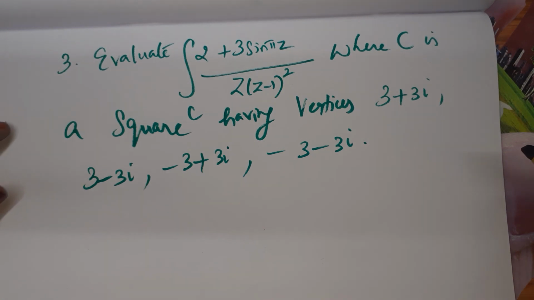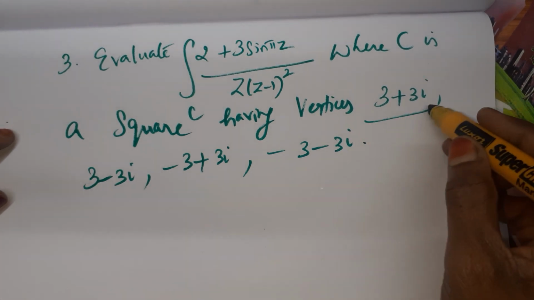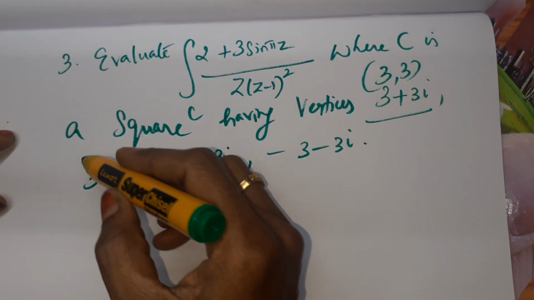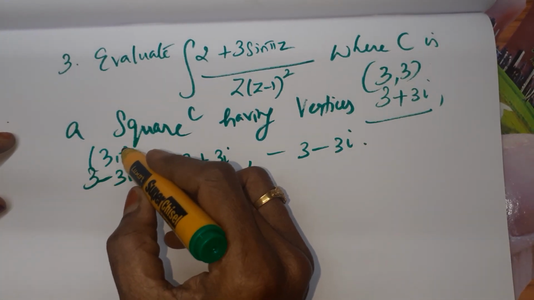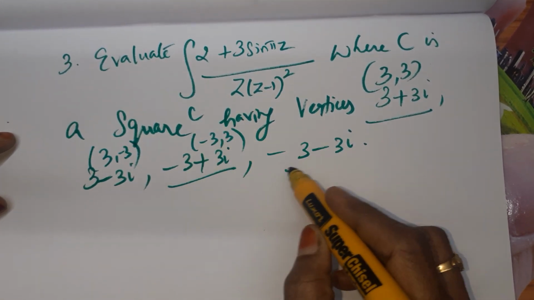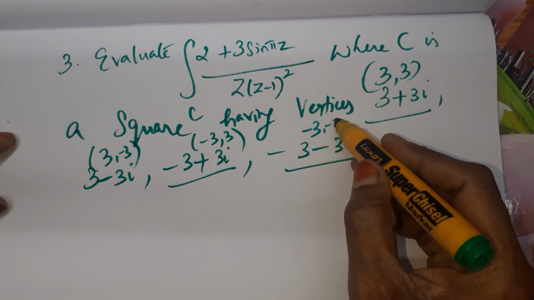Evaluate the integral over c of 2 plus 3 sine pi z by z into z minus 1 the whole square, where c is a square. Here it is a square having the vertices 3 plus 3i, 3 plus 3i means the point 3 comma 3, 3 minus 3i means the point 3 comma minus 3, and this is the point minus 3 comma plus 3, and this is the point minus 3 comma minus 3.